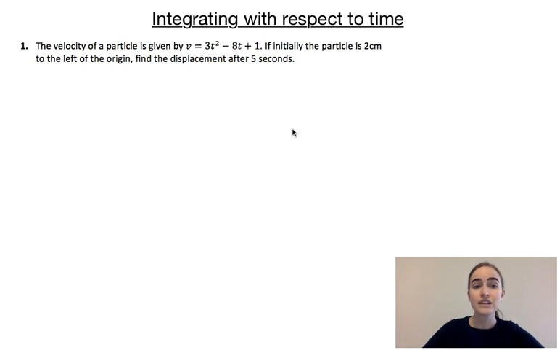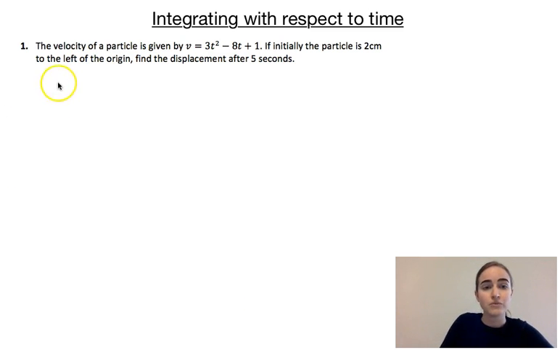So our first example says the velocity of a particle is given by v equals 3t squared minus 8t plus 1. It also says that initially the particle is 2 centimeters to the left of the origin, and it asks us to find the displacement after 5 seconds. So to start with, we're going to integrate the velocity function to find the displacement function. We can use this extra piece of information to find the value of the constant, and then we can substitute in our 5 seconds to find the displacement after 5 seconds.